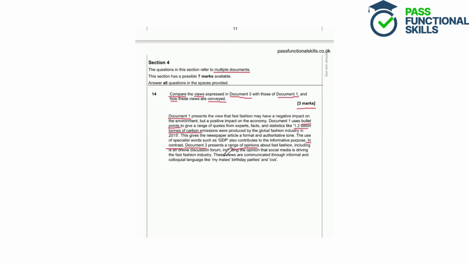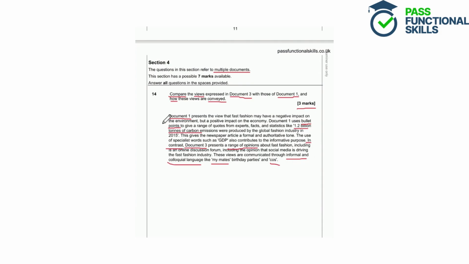The student has then gone on to say these views are communicated through informal and colloquial language, so there's the method there. And they've given a quote with my mates, birthday parties and cos as a direct example of that method. So overall, the student has talked about both documents, explained the views expressed, and explained how the views are conveyed by each writer.